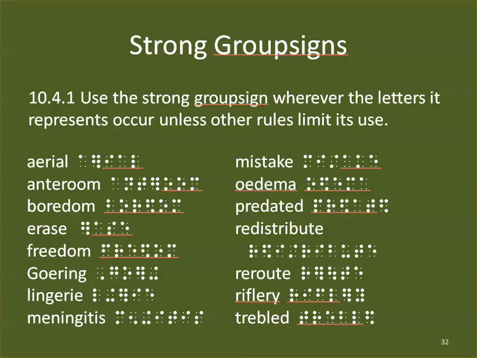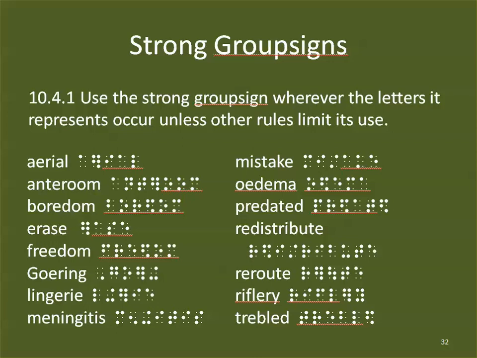Aerial, anteroom uses ER, boredom uses ED, erase uses ER, freedom uses ED, uh-oh, that might make some people cringe. Goring, I think you pronounce that, you use the ER contraction. Lingerie, we can use ING. Meningitis, we use the ING. Mistake, we can finally use the ST contraction in mistake. It's not a mistake anymore to use the ST contraction in the word mistake.